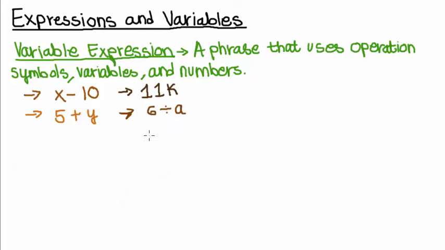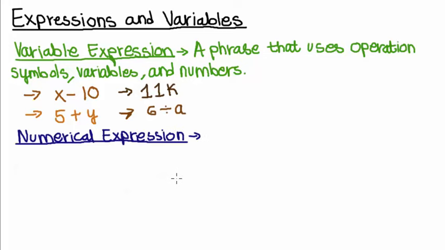In this case, the operation symbol is the division, the number is the 6, and the variable is an a. So now that you know and you can identify what a variable expression is, I would like to go over something called a numerical expression. Now, a numerical expression is similar to a variable expression, but a numerical expression does not have a variable in it. So, a numerical expression is defined as only containing numbers and operation symbols.